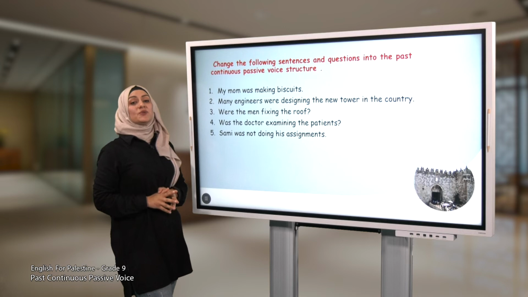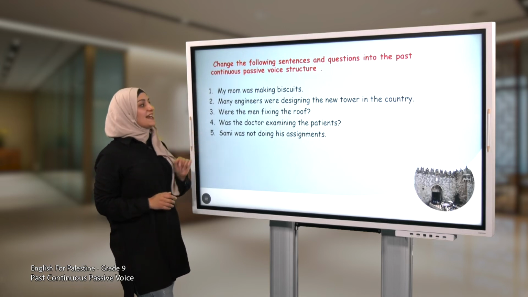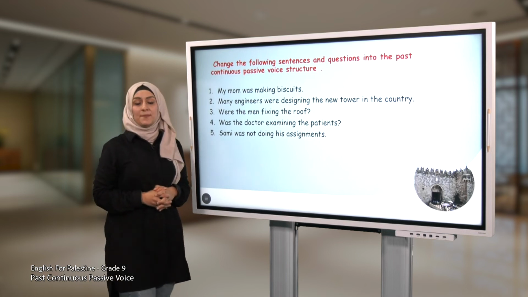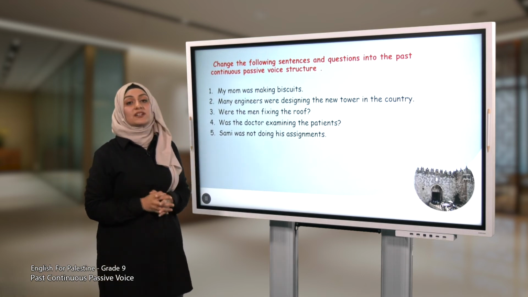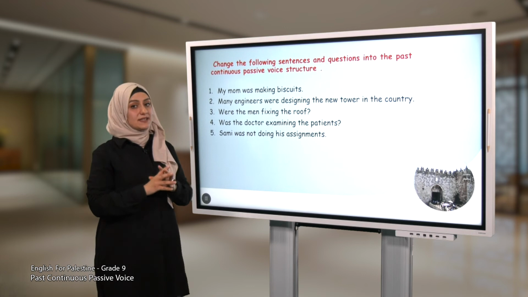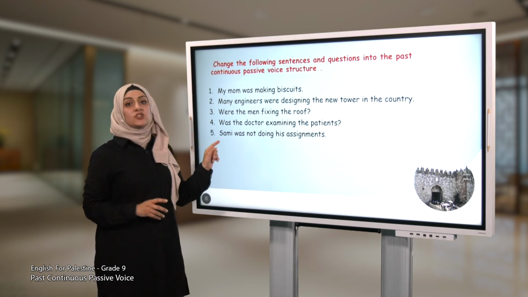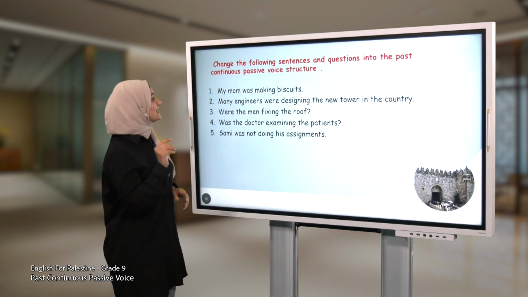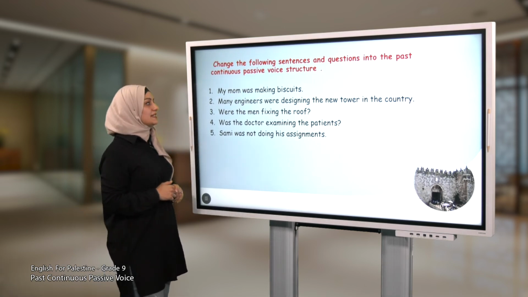Now, I want you to exercise and try to work on the following sentences and change them from the active structure to the passive structure. Notice that you may have questions or negative sentences. Let's start reading the sentences.